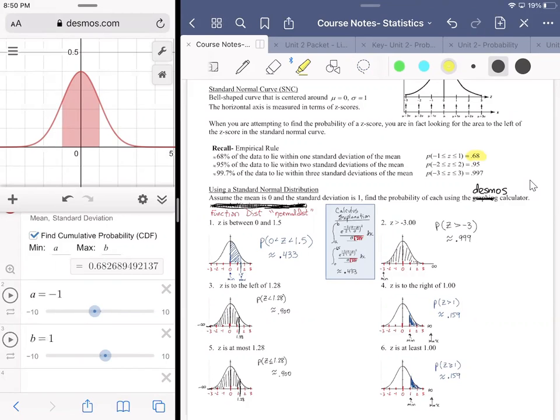If I go from -2 to 2, I can get it to lock on. -2 to 2 is about 0.95. And -3 to 3, about 0.997.